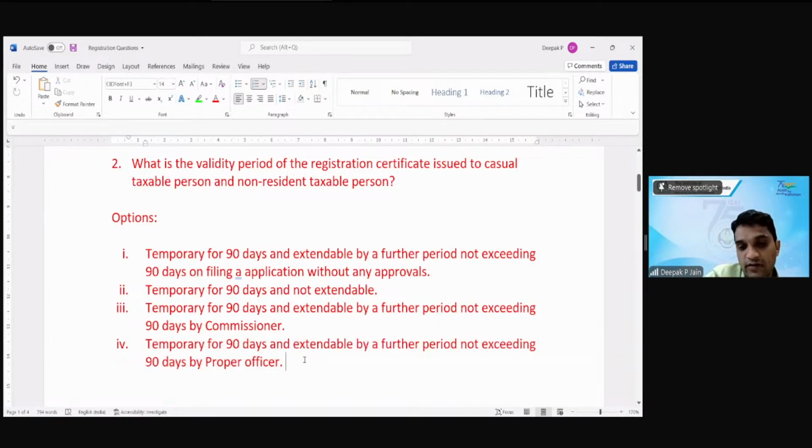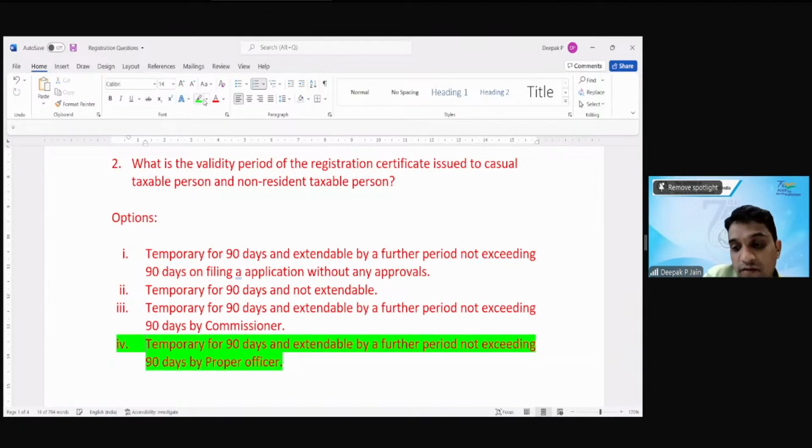days by the proper officer. That makes the difference that yes, it is extendable by the approval of the proper officers. So, option number 4 is the correct answer.